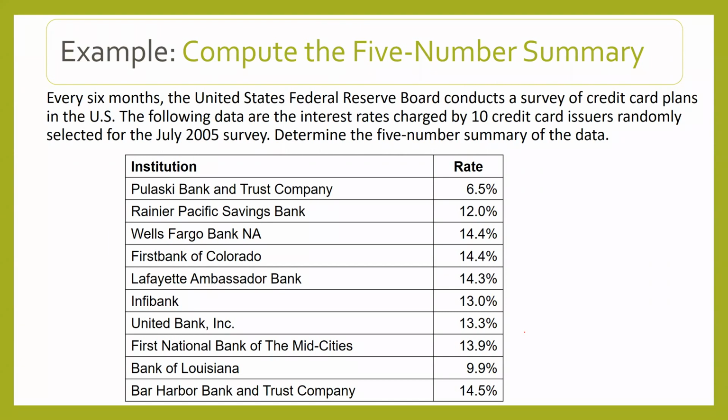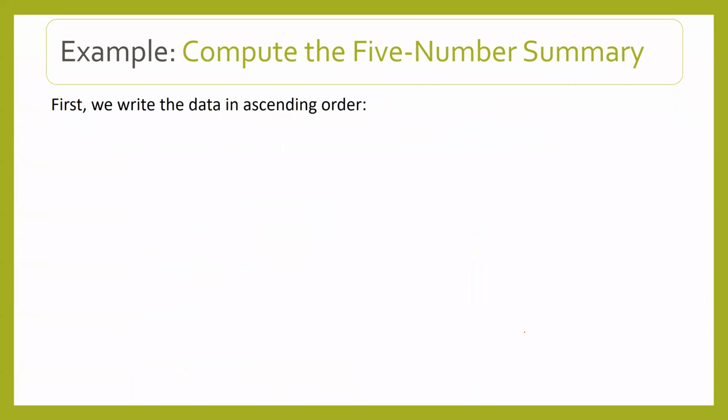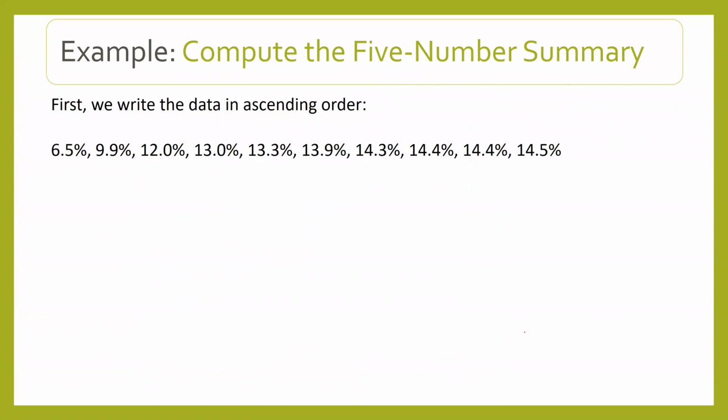All right, very quickly, let's look at this example. Every 6 months, the United States Federal Reserve Board conducts a survey of credit card plans in the US. The following data are the interest rates charged by 10 credit card banks randomly selected for the July 2005 survey. Determine the 5-number summary of the data. So we have the first bank at 6.5, 12.0, 14.4, and so on and so forth. First, let's rewrite the data in ascending order because that is not well arranged. So we have this well arranged now, and of course, this is not.